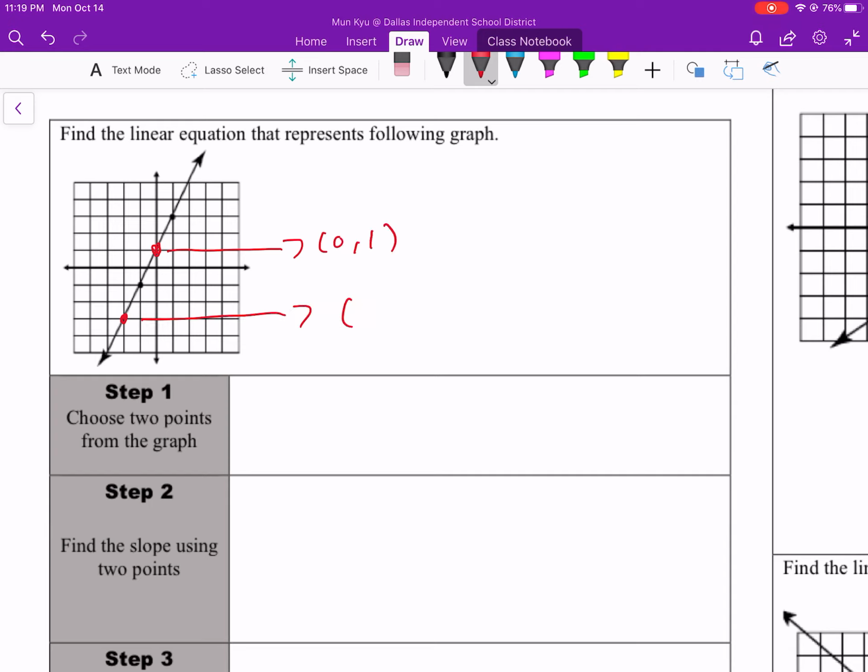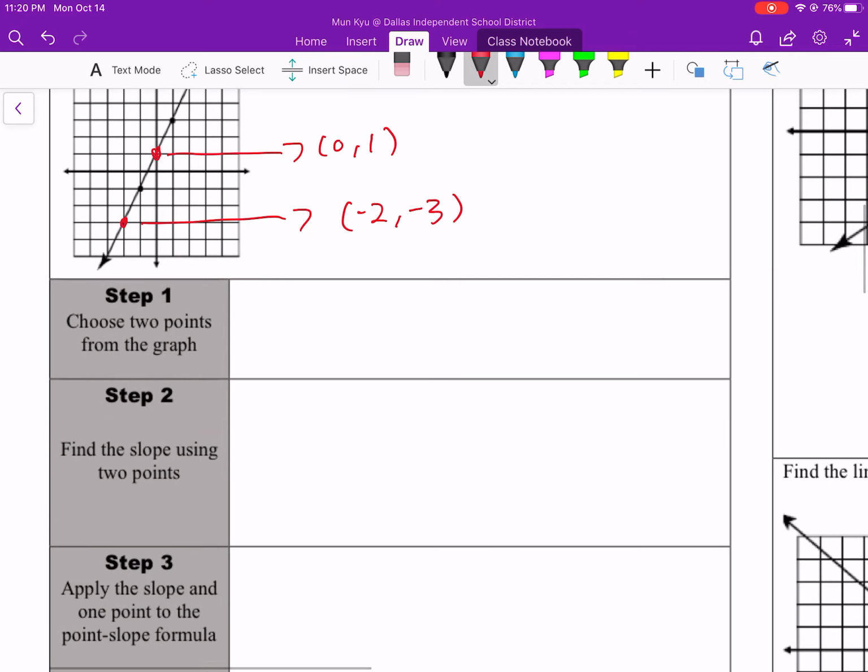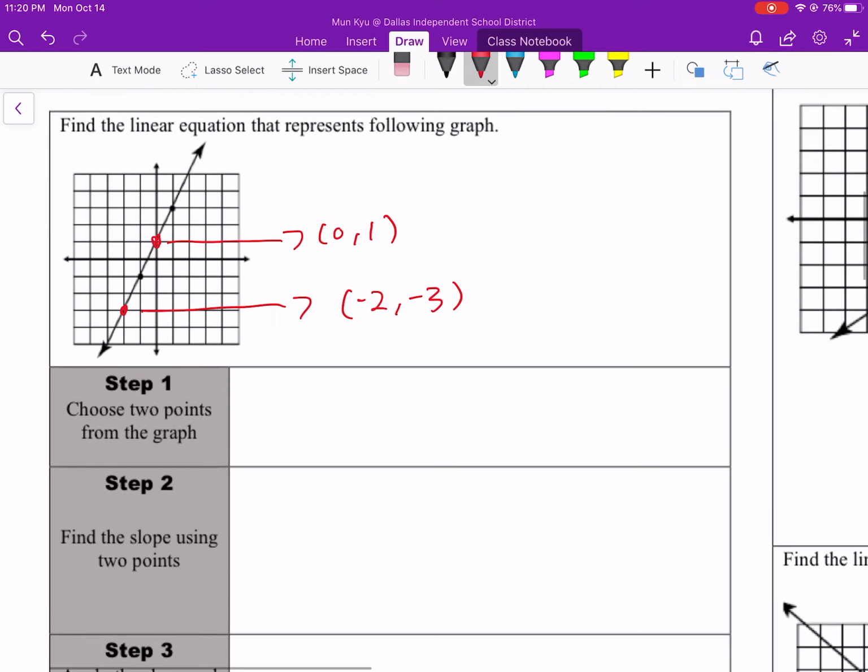And this one is gonna be, let's say, -2, -3. I chose these 2 points only because you can see another point here. So 0, 1 and -2, -3. And again, if you want to, you can switch the order of these 2 points. That's fine as well. So first, let's label it x1, y1, x2, and y2.